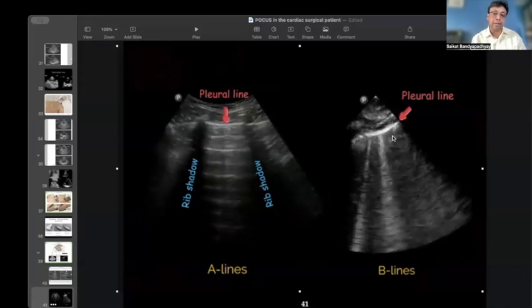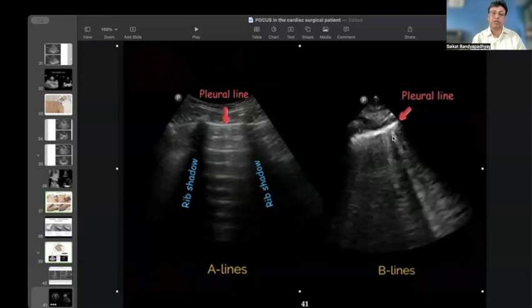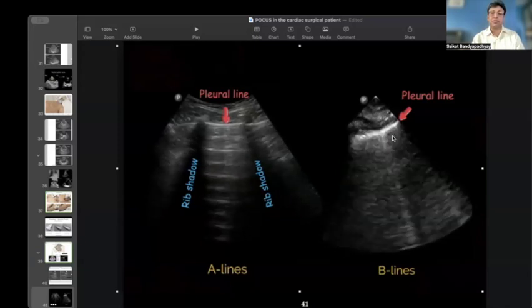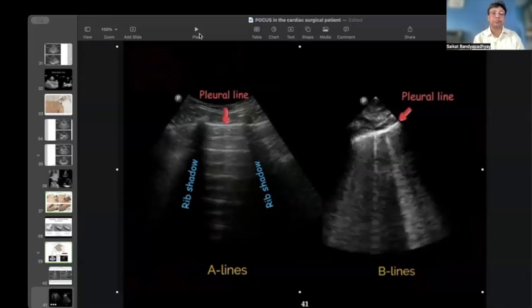causing excess of extravascular lung water. It could be pulmonary edema also. So with that, let's proceed to the next one.